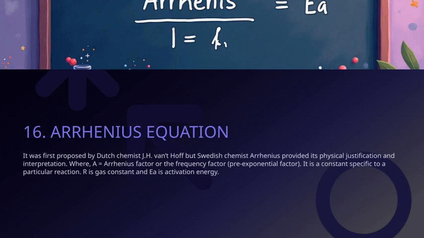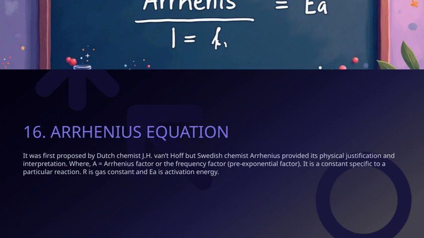Now, this concept was first proposed by the Dutch chemist J.H. van 't Hoff, but it was the Swedish chemist Arrhenius who really provided the physical justification and interpretation for it. When we look at the equation, A stands for the Arrhenius factor, or the frequency factor, which is also called the pre-exponential factor. It's a constant that's specific to each particular reaction, reflecting how often the reacting molecules collide with the proper orientation. R is simply the gas constant, a key value in thermodynamics, and E is the activation energy, which is the minimum energy required for the reaction to proceed.